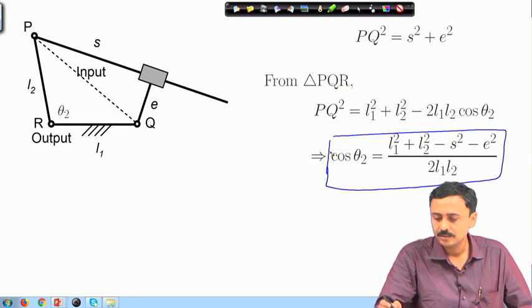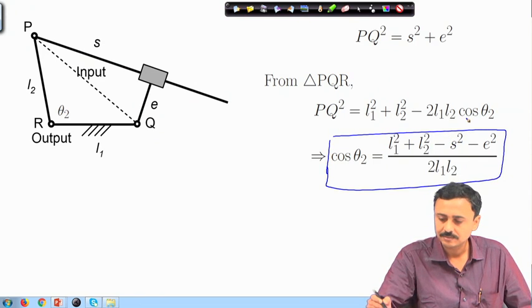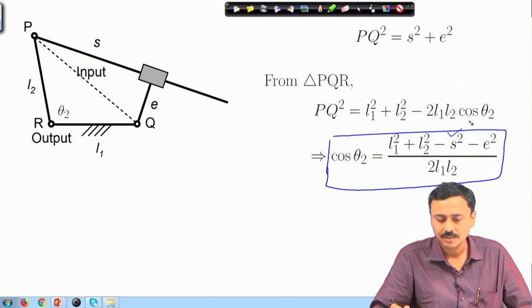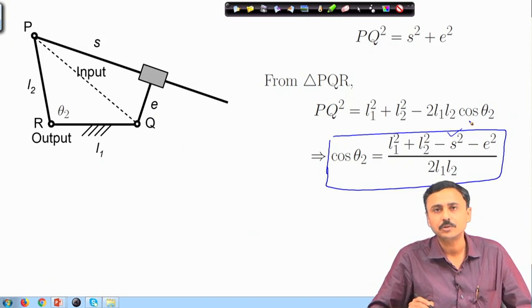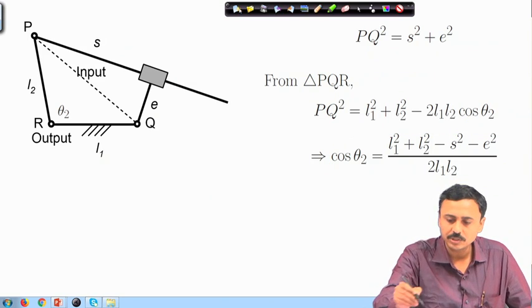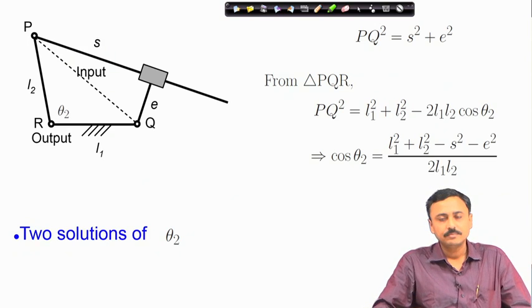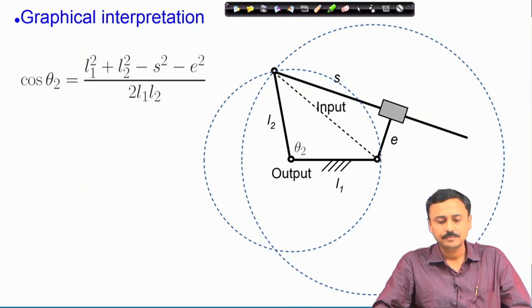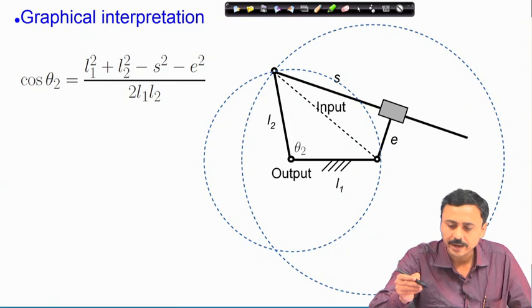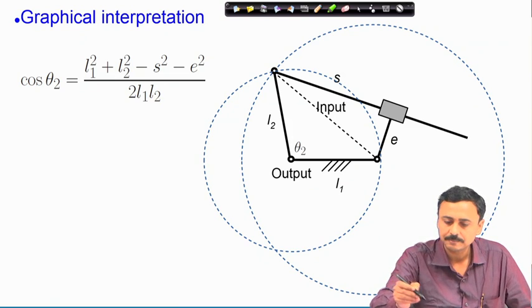Now, here I know the link length parameters and I am given S. Therefore, I know cosine theta 2. It only remains to determine theta 2 from this equation, and naturally there are two solutions. Let us look at these two solutions graphically.